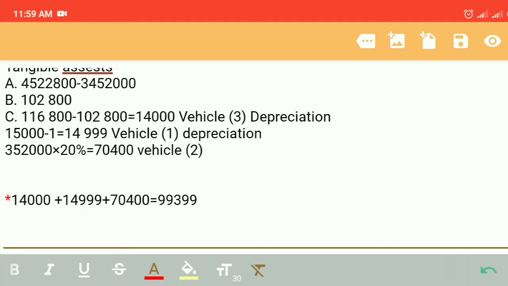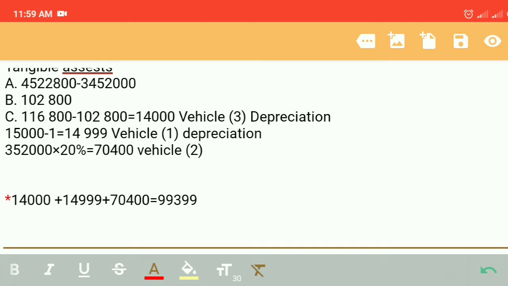Then when I'm done calculating, I combine all of the answers, which is 14,000, which is vehicle 3, plus 14,999, which is vehicle 1, plus 70,400, which is vehicle 2. Then I got the answer of C.